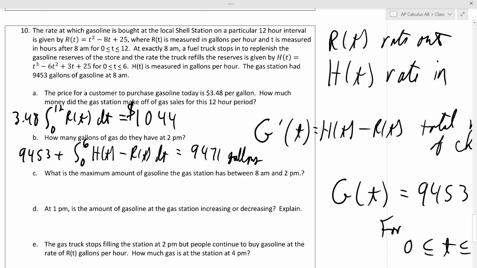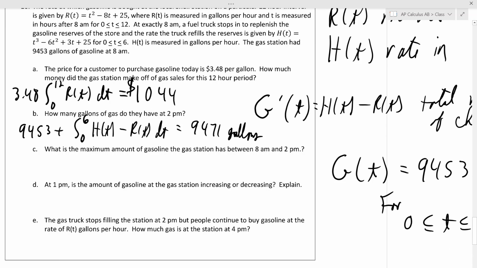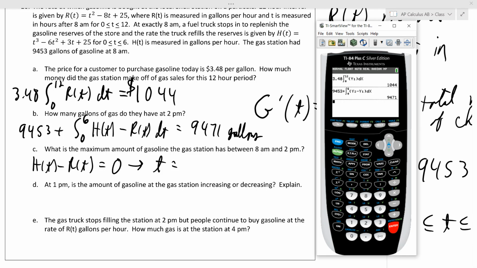Now, what's the max amount of gasoline between 8 and 2 p.m.? First thing we got to do is find the derivative of the amount of gas, which we already know is H minus R. We need to set that equal to 0. We need to solve it. So, check this out. We can also just find their intersections, but I'd rather graph them. So look, check this out. I'm going to do vars y2 minus vars y1. And that's going to graph H minus R. But I don't want to graph these anymore, so I'm going to go up here and hit enter on their equal signs, and it's going to turn them off.